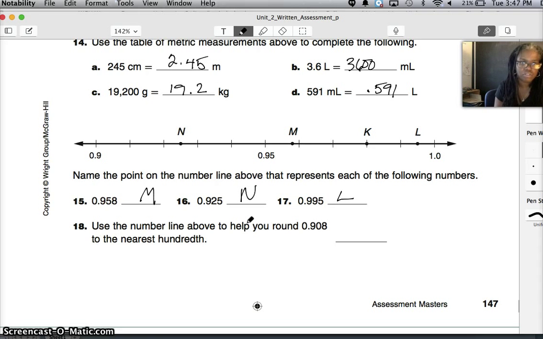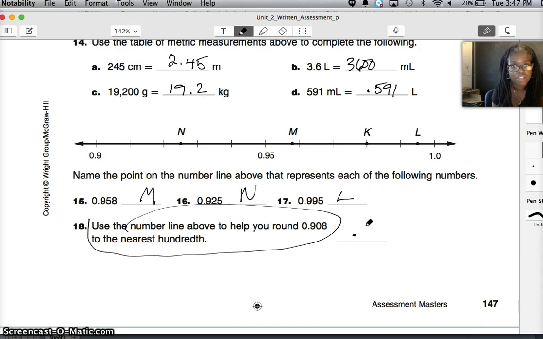And this is a little deceiving. Use the number line above to help you round. I think I'd rather you just round, and what you should have gotten was 0.91. I'm not sure if the number line was really helpful in thinking about rounding.